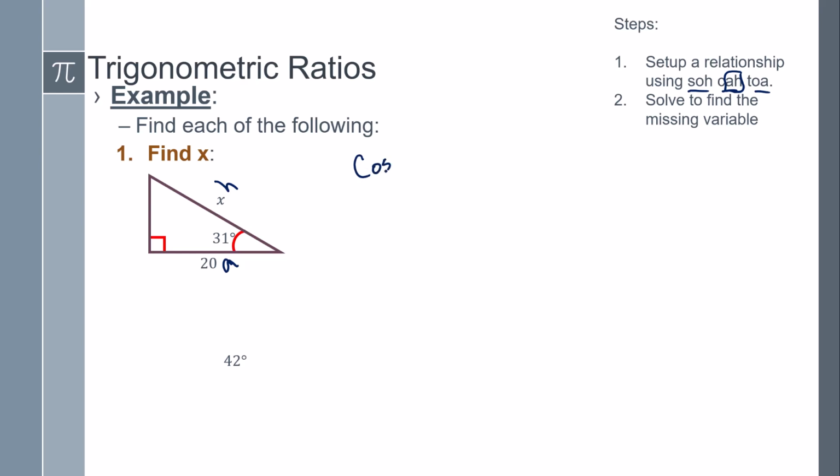So you set it up: cosine of theta equals adjacent over hypotenuse. Now that we've set up the equation, you can solve it. x is in the denominator. How do we get it out of the denominator? You multiply, because multiplication is the opposite of division. So that cancels out. And now divide by cosine 31 on both sides.